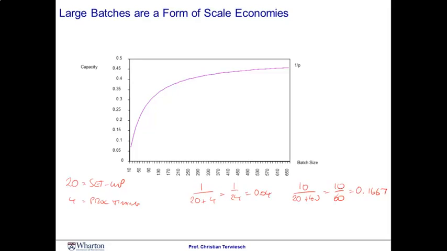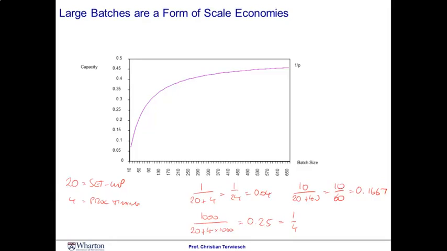Now think about a really big batch size. Imagine somebody's buying like 1,000 shirts. How long will that take us? Well, we're going to get 1,000 shirts, and it will take us 20 minutes for setup plus 4,000 minutes of production. This number is amazingly close to 0.25, which is simply 1 over the processing time.